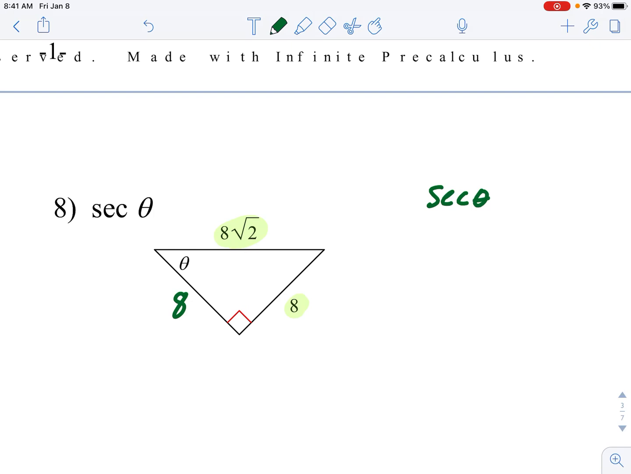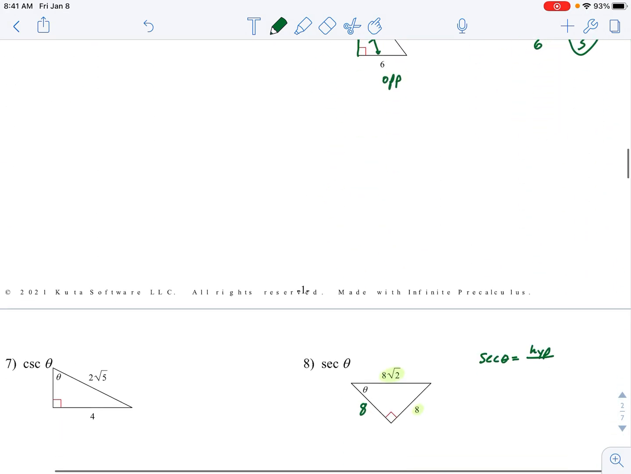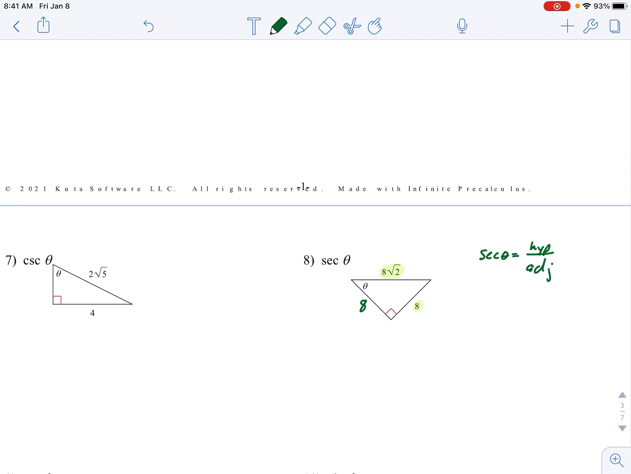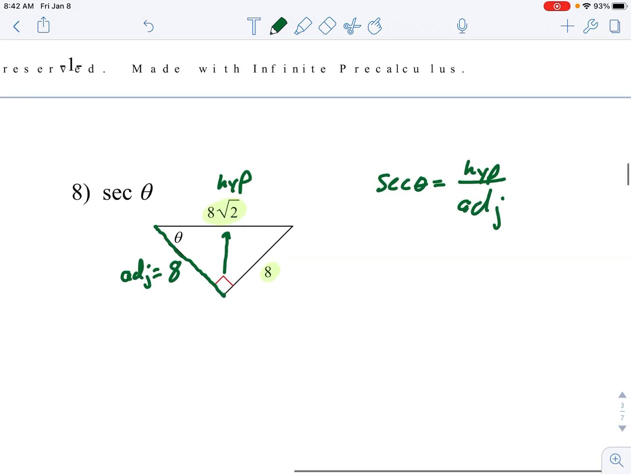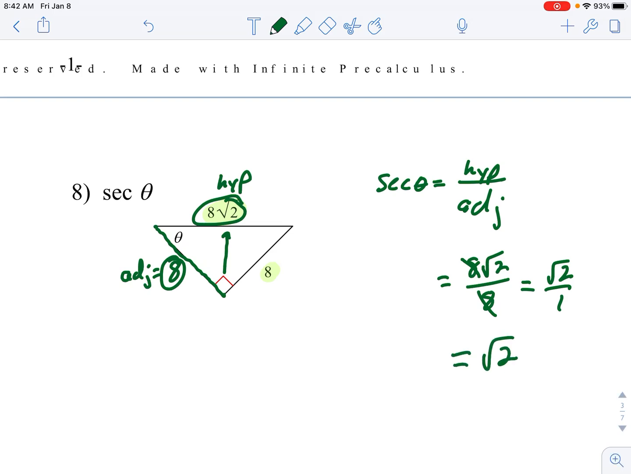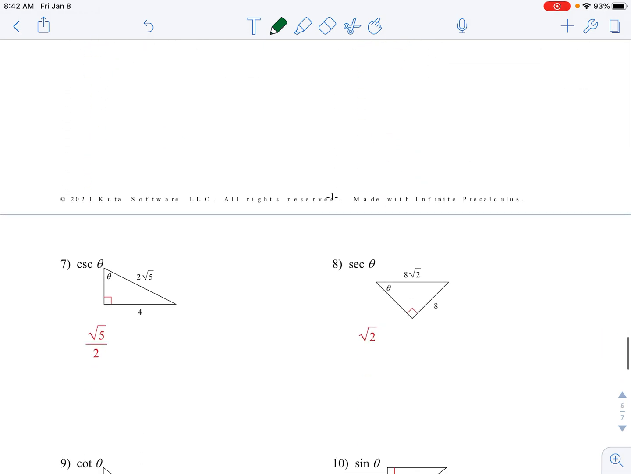What is secant? Secant is a trig ratio. It's hypotenuse over, I'm going to go just check my notes, adjacent. Hypotenuse over adjacent. In this triangle, the hypotenuse, of course, is across from the box. The adjacent is the one touching theta. So that equals 8. So hypotenuse over adjacent is 8 square root of 2 over 8, right? This over that. The 8's cancel, give me square root of 2 over 1, which is just square root of 2. And that should be the answer to number 8. And yes, it is.